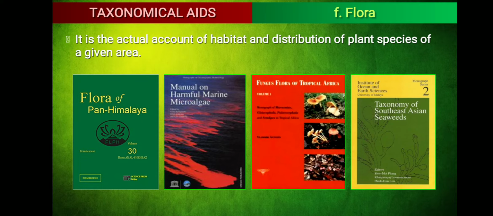Manual on harmful marine microalgae. This is going to explain a few of the harmful microalgae existing in the marine environment, that means salt water in oceans. Fungi flora of tropical Africa and taxonomy of Southeast Asian seaweeds. So these all explain a particular type of plant, organism or species, confined to a single area. Here it is the Himalaya, here it is the marine environment, here it is tropical Africa. In this book we are concentrating on Southeast Asian seaweeds.